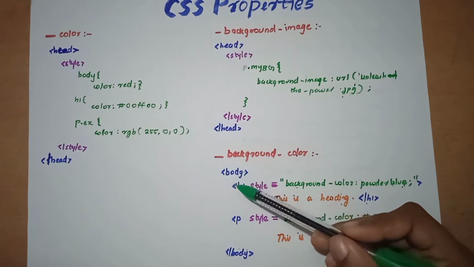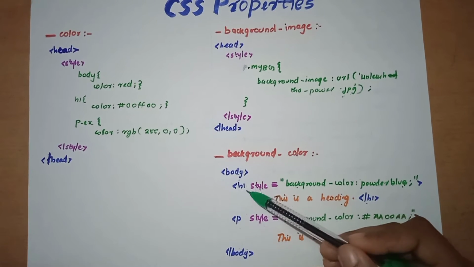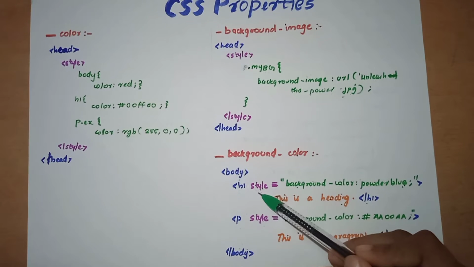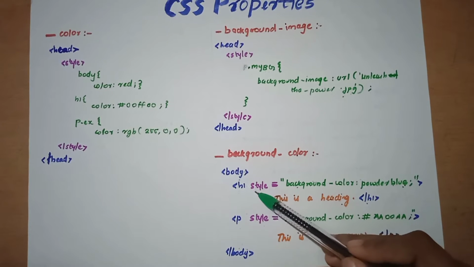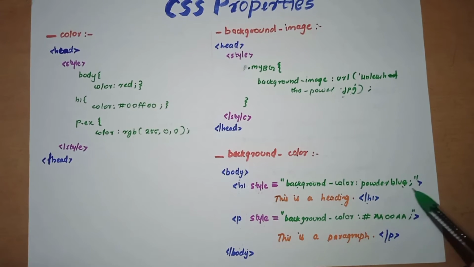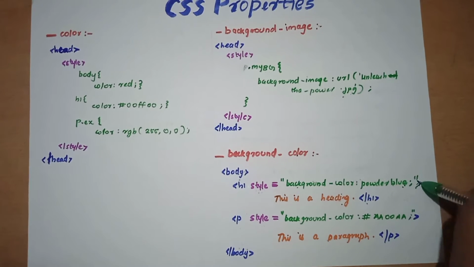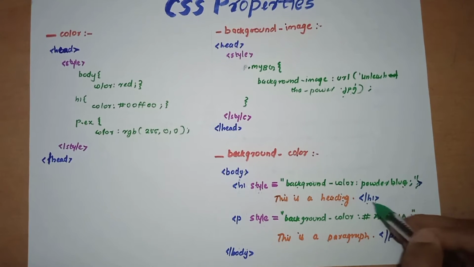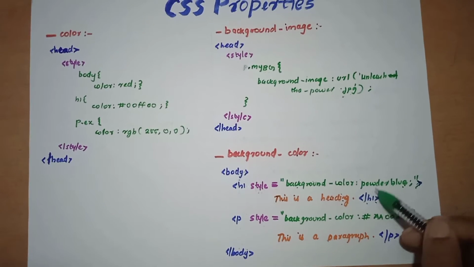Keep in mind that in inline CSS, before closing the starting tag itself, you must add the style, then only the style works. See, I started the angular bracket and h1, then I've added my style CSS property here, then only I closed the starting tag. Then I wrote something to display there and then I closed the ending tag also. That should be done clearly and correctly.